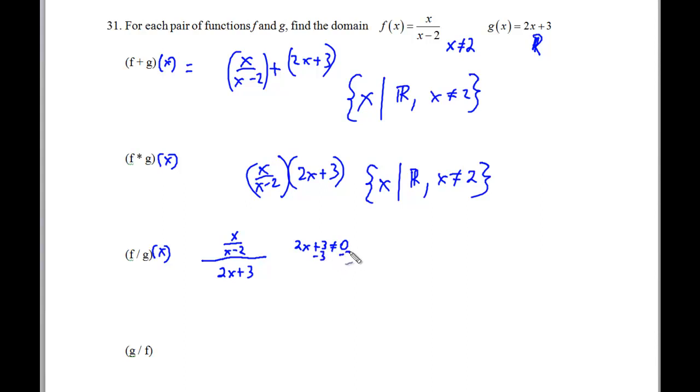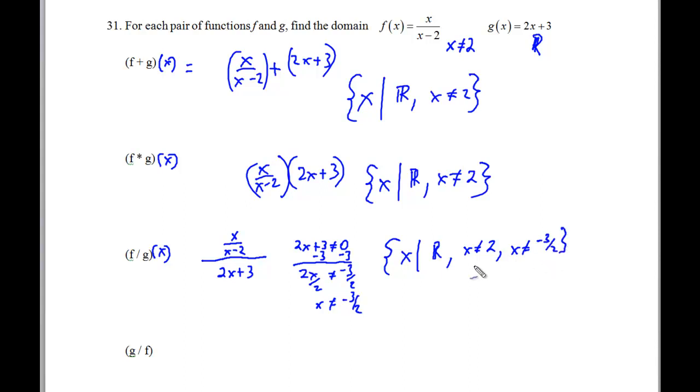So I'm going to subtract 3 from both sides. So I got 2x is not equal to negative 3. Divide both sides by 2. X is not equal to negative 3 halves, or negative 1.5. So now what I have is a new exclusion, and my new exclusion here is that I can have all real numbers except I cannot have x equal to 2, and also I cannot have x equal to negative 3 halves, because if I put the negative 3 halves here, this is going to give me a negative 3, and that means I'm going to have negative 3 plus 3. I'm going to have 0 in the denominator here.